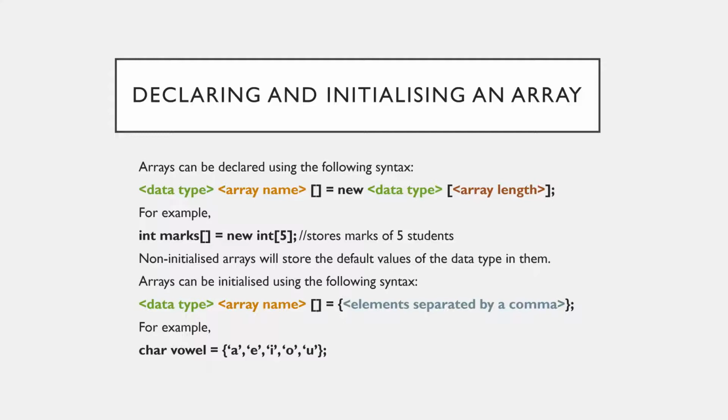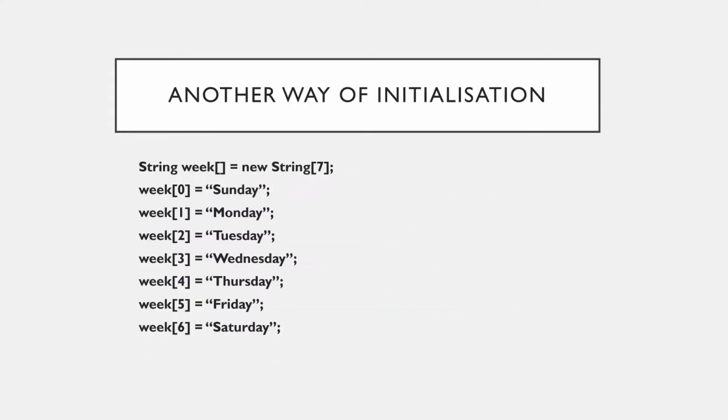For example, we have a character array called vowel, which stores all the vowels of the English alphabets, that is A, E, I, O, U, inside the curly braces as discussed, terminated by a semicolon. Since it is a character array, each element is enclosed inside single quotes. If it was a string array, each element has to be enclosed inside double quotes.